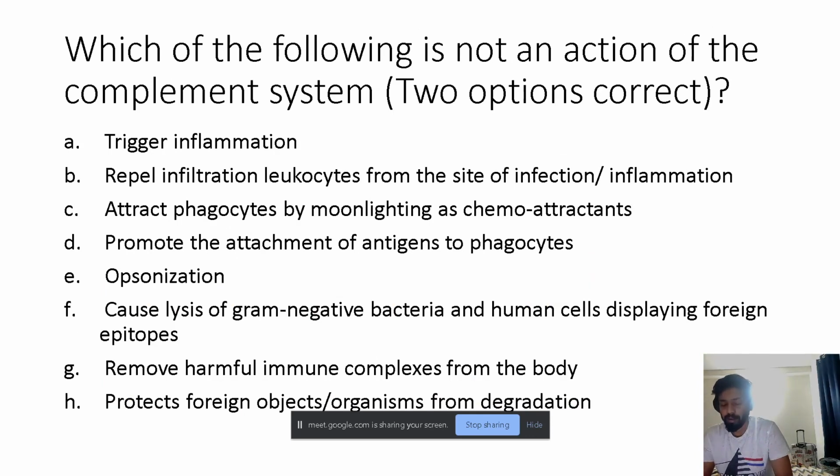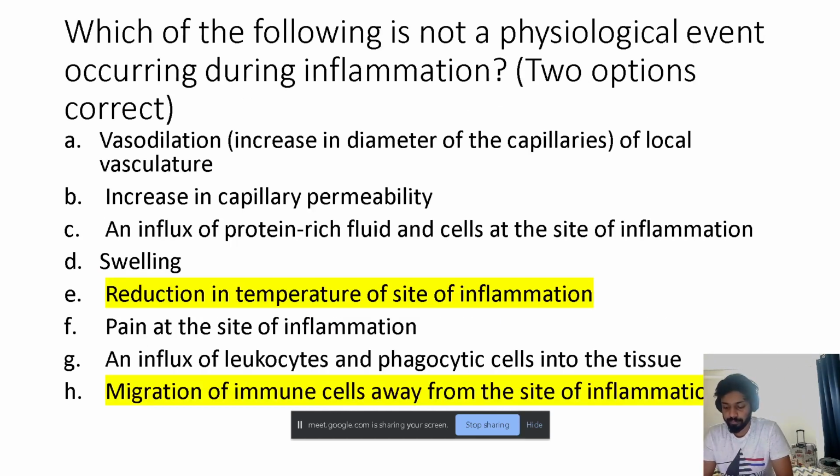Does it? So they're asking which is not an action. Does the complement system not trigger inflammation? Sir, I missed the previous question. Can you show me the answers?